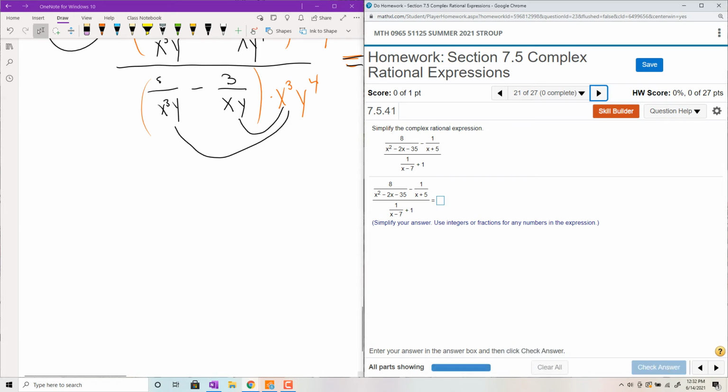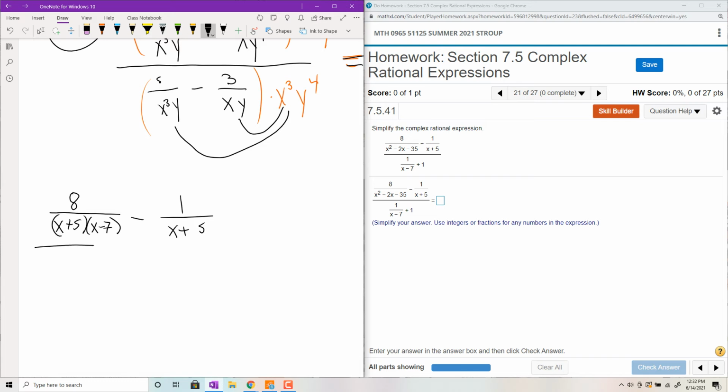All right, I'm going to begin by factoring that denominator at least a little bit, rather than just blindly copying it out again. So I got x plus 5, and then x minus 7, minus 1 all over the x plus 5, then all over 1 all over x minus 7 plus 1. Okay, so I need to multiply. I'm going to use the second method. So I need to multiply everything to get rid of those denominators.